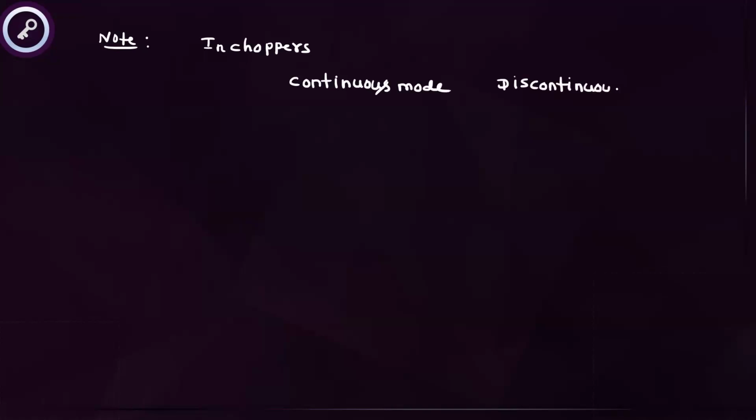And this note point also you have to concentrate on. In general, in choppers, if the type of chopper is not mentioned, you have to take it like this: continuous mode, discontinuous mode. For theory questions, this is mainly important for PSUs.